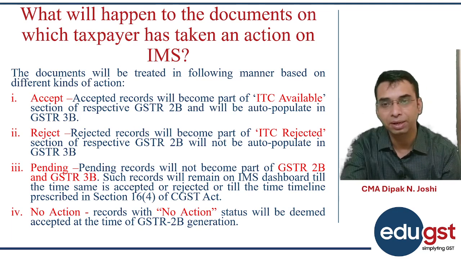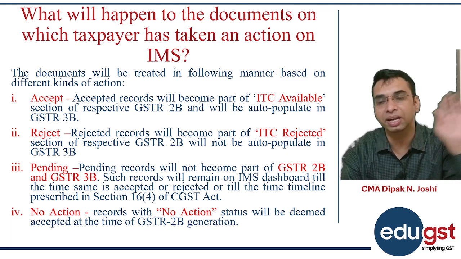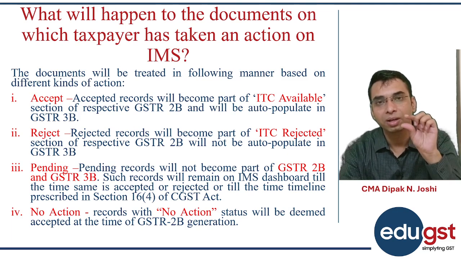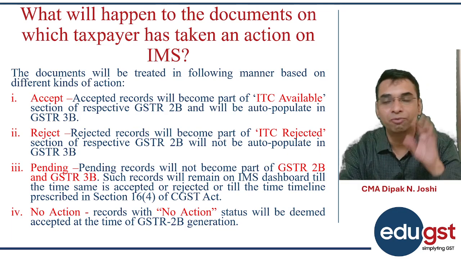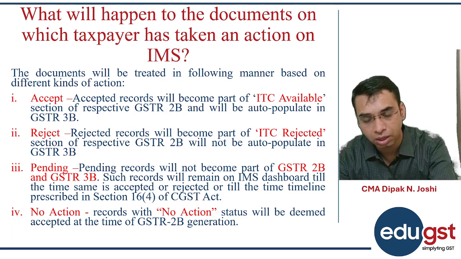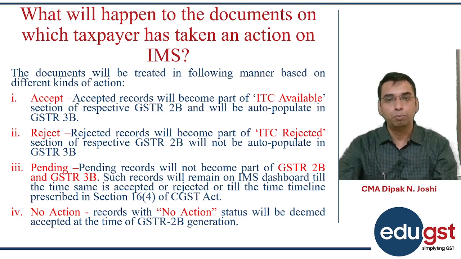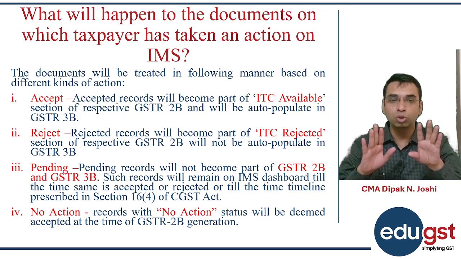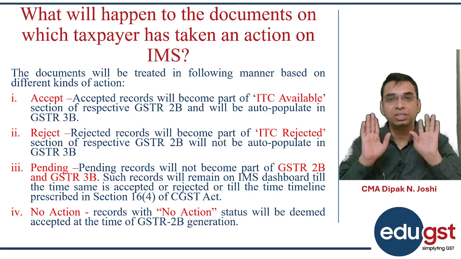Now those accepted records will again flow to your GSTR 3B directly. So in case of all other ITC, only information which is accepted by the taxpayer will be there in table 4A5. Correct? Now if you are not taking any action, the portal will assume that you are accepting. So records with no action status will be deemed accepted at the time of GSTR 2B generation.